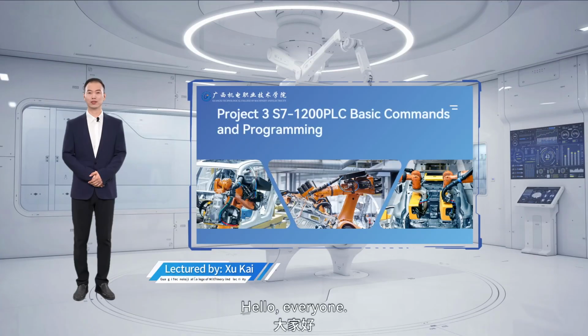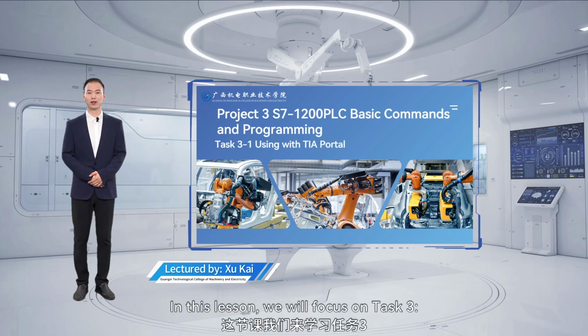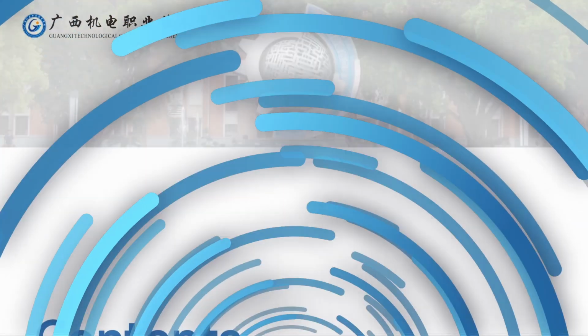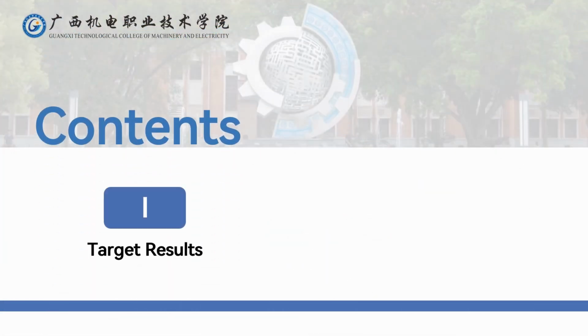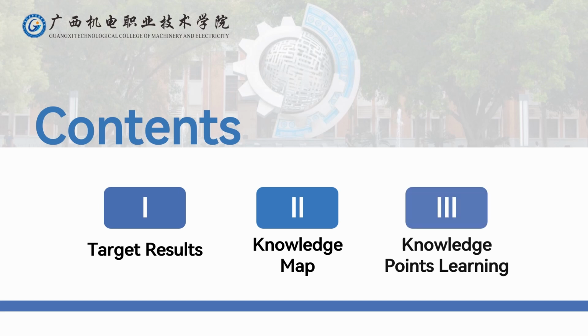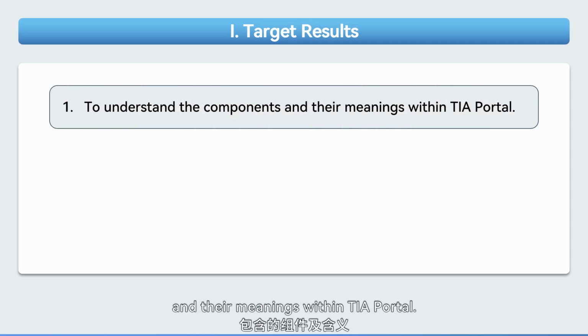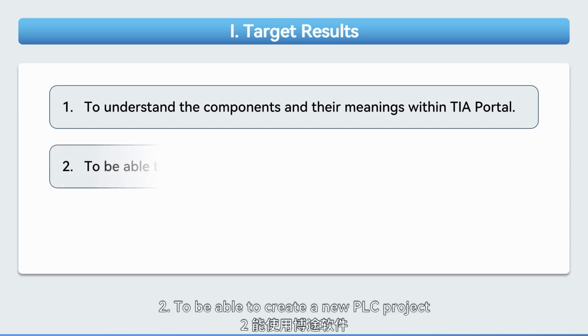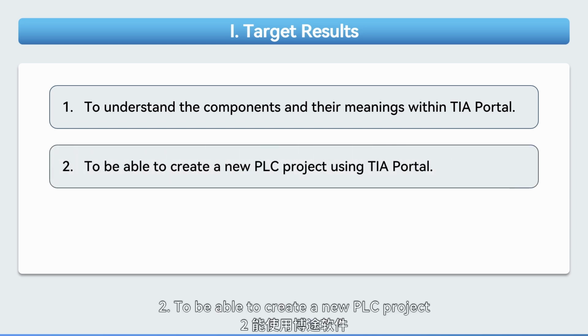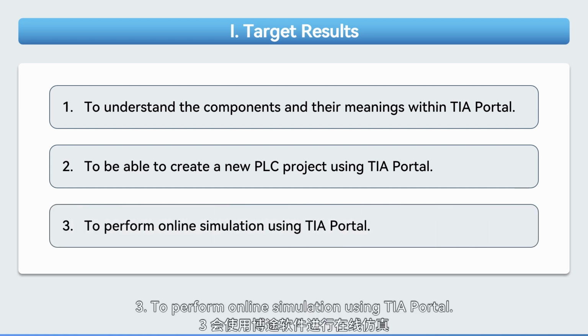Hello, everyone. In this lesson, we will focus on Task 3, Using and Simulating with TIA Portal. The target results to be achieved through the study of this task include: 1. To understand the components and their meanings within TIA Portal. 2. To be able to create a new PLC project using TIA Portal. 3. To perform online simulation using TIA Portal.